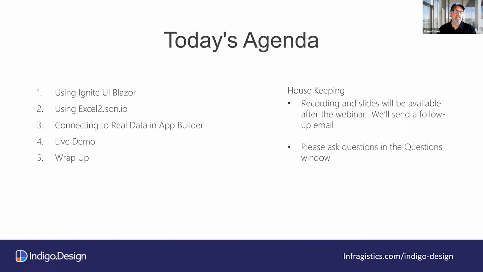So today's agenda: using Ignite UI for Blazor, using excel2json.io, which is something we have shown before, but Brian just released a new version of it, which is really slick. So we're going to show that, and then we'll talk about App Builder and Real Data and App Builder.